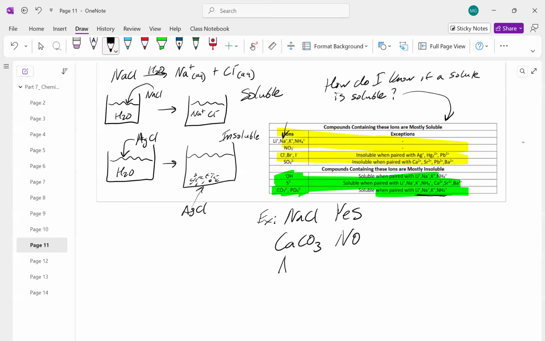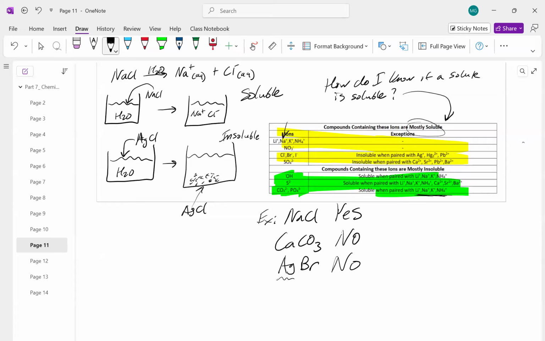And then finally, let's look at silver bromide. I look at the table and up in yellow there, bromide is on the list that says compounds containing these ions are mostly soluble. But what are the exceptions? The exception is insoluble when paired with silver, mercury, or lead. Since this bromide is paired with silver, it is insoluble.